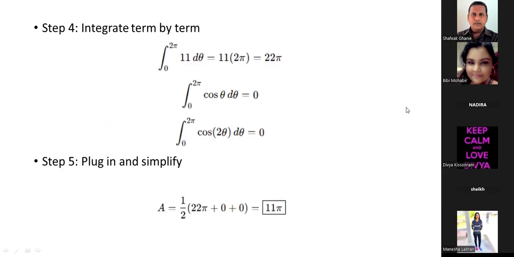We integrate each term. When we integrate 11, we're going to have 22 pi, the cos theta term gives 0, and the cos 2 theta term gives 0. We plug in and simplify, so the area is equal to half of, open bracket, 22 pi plus 0, which is half of 22 pi, which is equal to 11 pi.